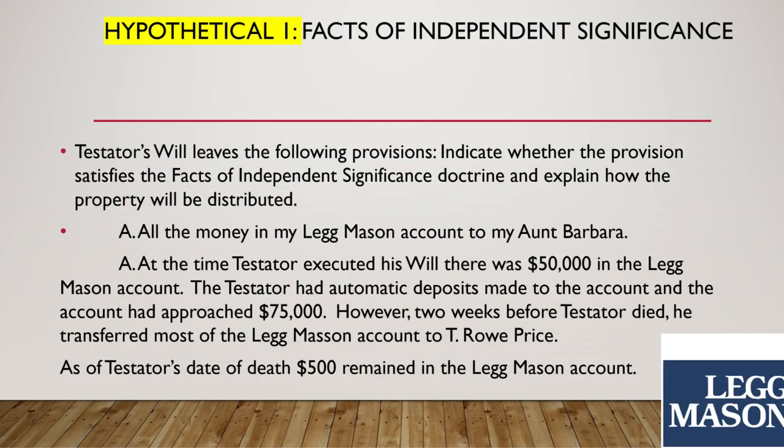Let's take a look at some hypotheticals. Number one, all of the money in my Legg Mason account to Aunt Barbara. Well, there's going to be changes in that Legg Mason account from the date of will execution to date of death. Those changes will stand because I'm moving money in and out of my Legg Mason account objectively, because that's what people do with Legg Mason accounts. That's what people do with brokerage accounts. So that one would be valid.